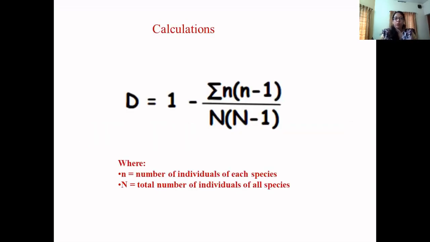So let us see how this diversity index is calculated. It is a very simple equation. The diversity index is denoted by the capital letter D. D equals 1 minus sigma small n into n minus 1 divided by capital N into N minus 1. Let us have a look at what small n and capital N denote. Small n is the number of individuals of each species, whereas capital N is the total number of individuals of all species present in a particular area.